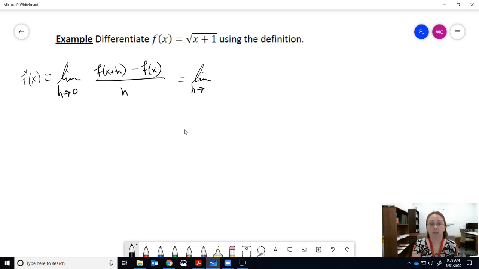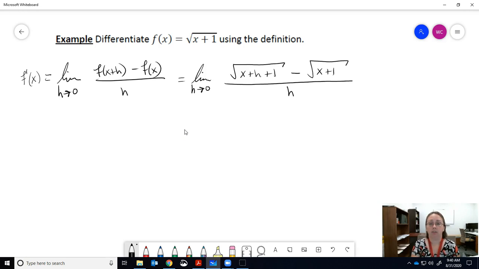So limit as h goes to 0, f of x plus h. So by square root, I'm going to plug in x plus h where the x was. Don't forget that 1. That has to stay there. Minus the original function, the square root of x plus 1. All of this is divided by h. That looks like so much fun. We're going to have a great time here.